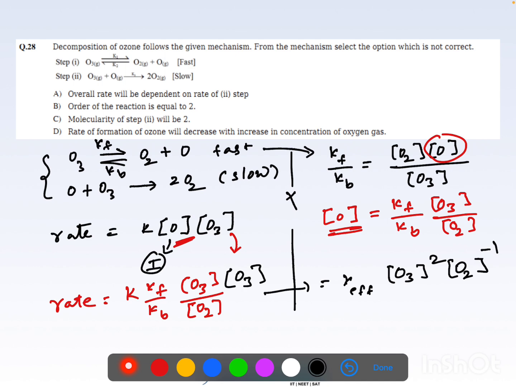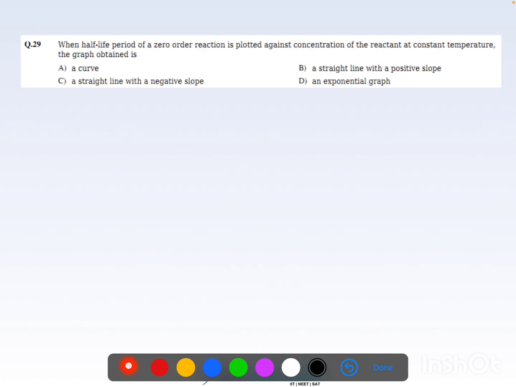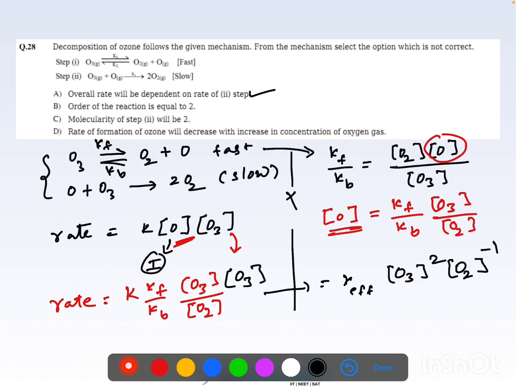Now if you look at each statement, you can understand that the first statement is: overall rate will be dependent on rate of second step. Yes, it is correct, because rate depends upon the slower step. And again, order of the reaction is equal to 2. Here overall order is equal to 2 minus 1, that is 1, but it is mentioned it is 2. So this is a wrong statement.